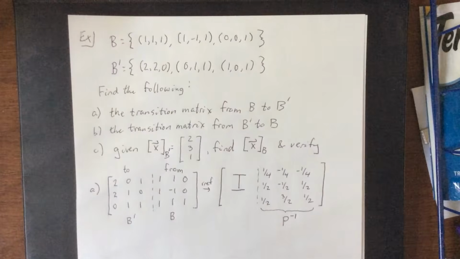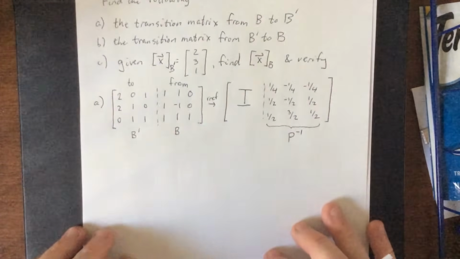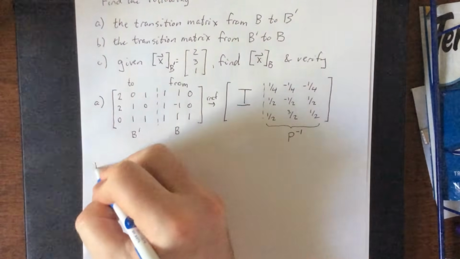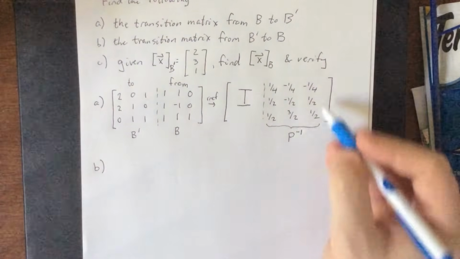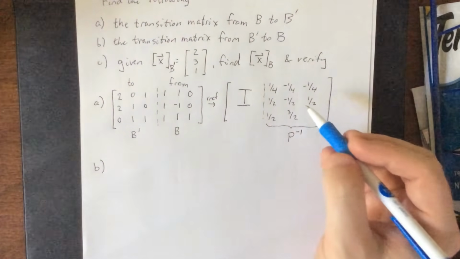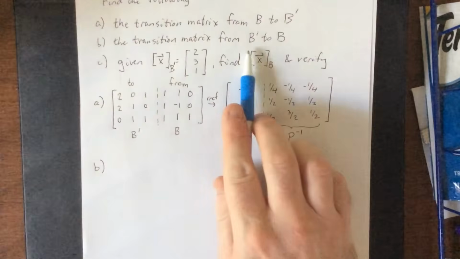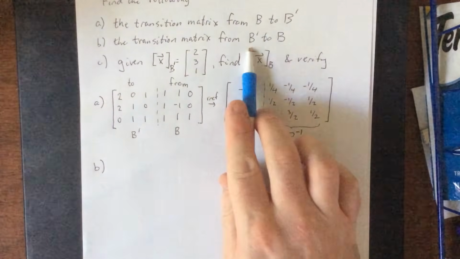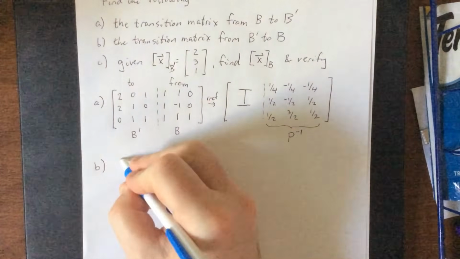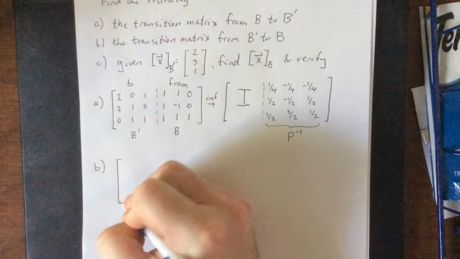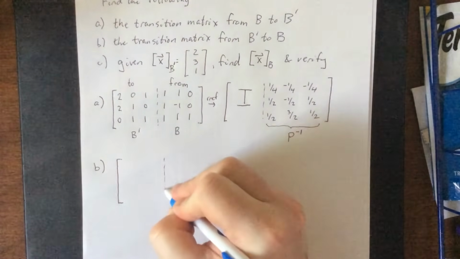Now speaking of, for part B of this problem, that's exactly what we're going to be doing. Now one thing that you could do is simply load this matrix into your calculator and then find its inverse, and that would transition us in the opposite direction, from B prime to B. However, since I want to try to be as thorough as possible, we'll do the same thing as what we did for part A.